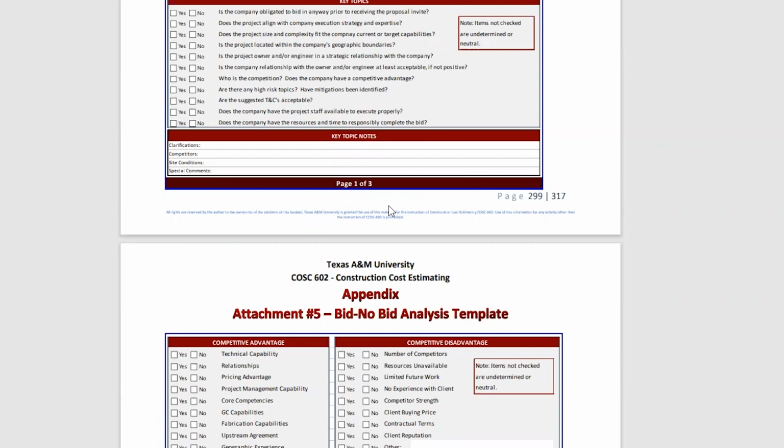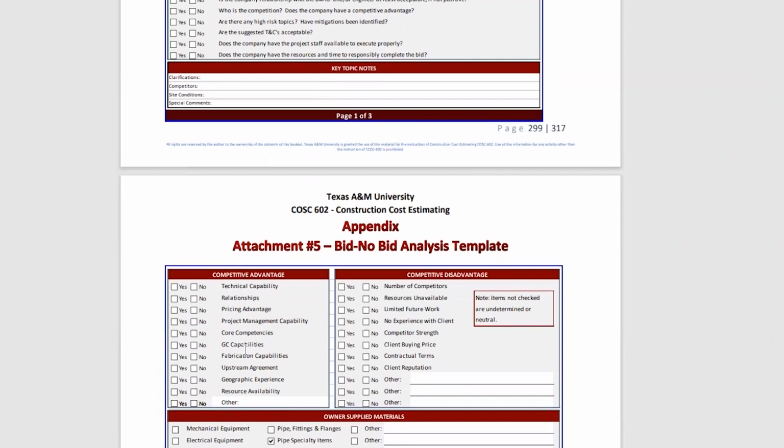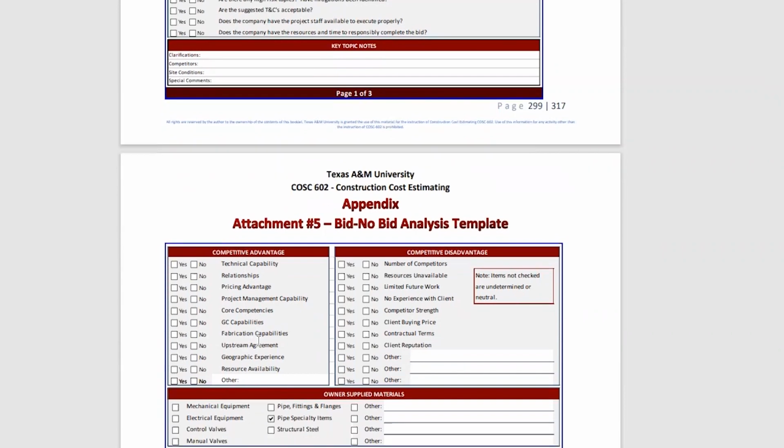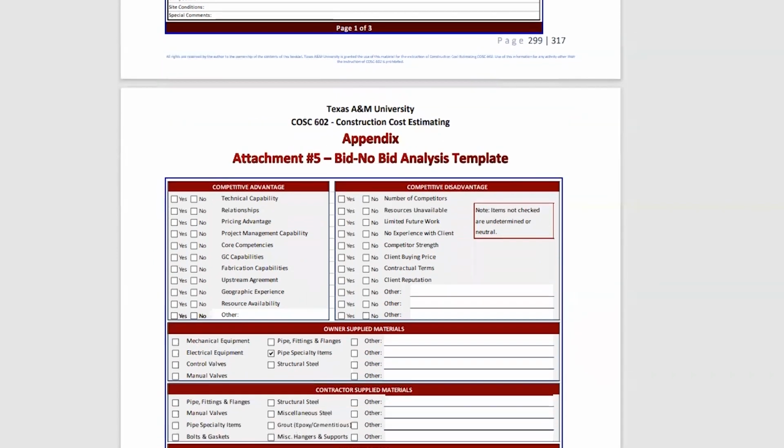So any other thoughts about what to look for in the no bid process? So as we would go through, we were looking at comparing capabilities, comparing locations, job size, complexity, trying to assess that against our skills and our resources. Would you consider ownership?